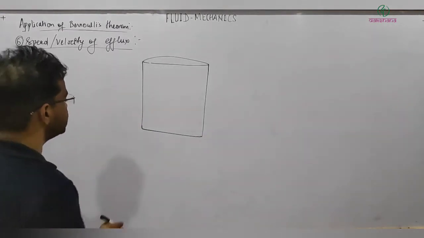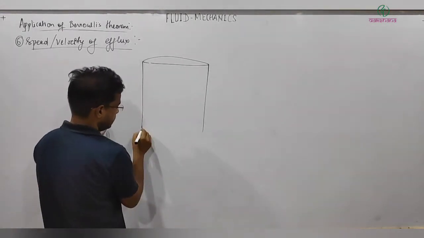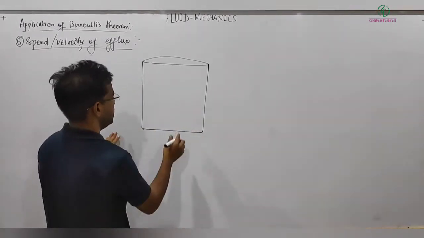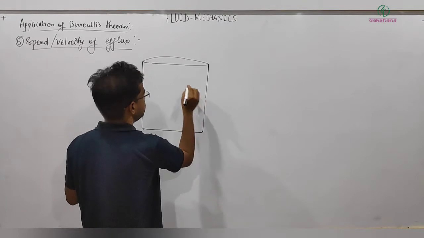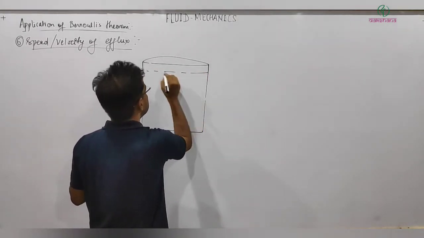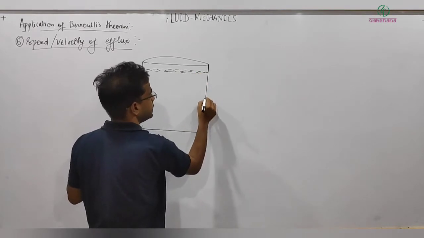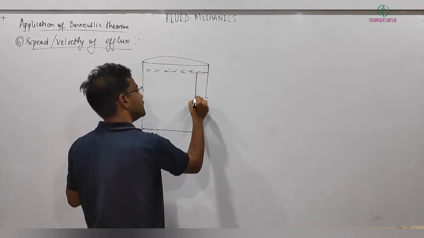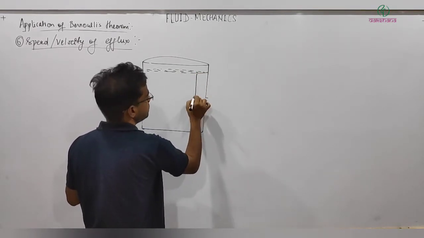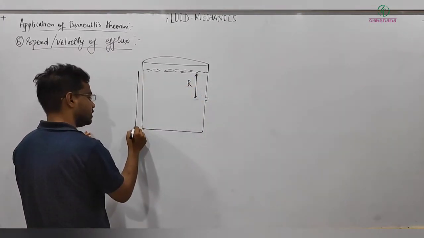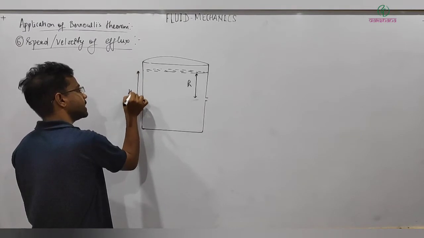So let's consider this is a tank which is filled with some water or maybe some other liquid, and one hole is made here. So let's say it's filled up to here with some liquid, and a small hole is made here. Let's say this distance is small h, and I'm taking this complete level as capital H.